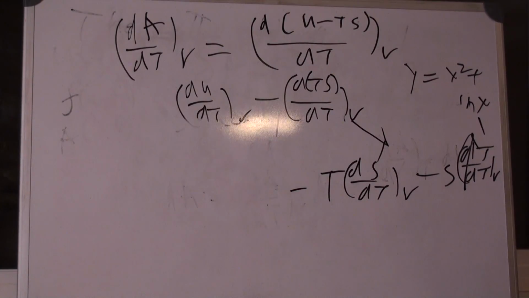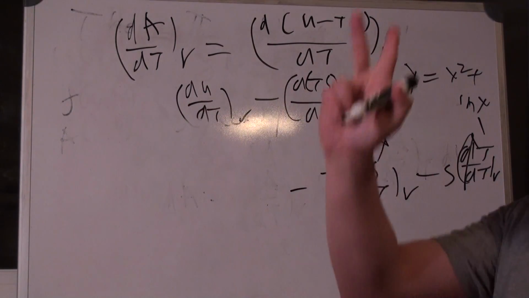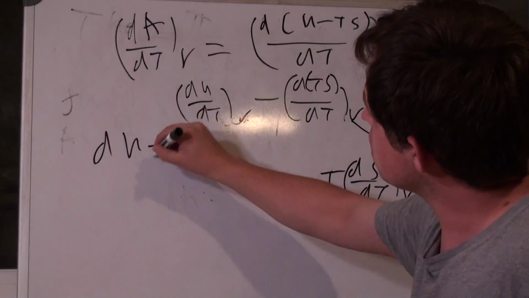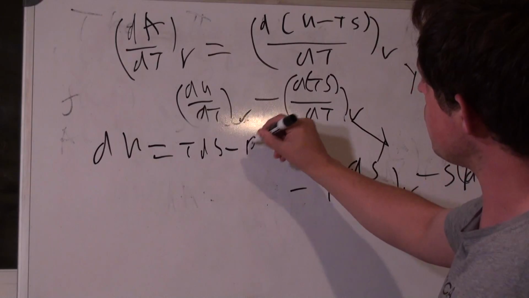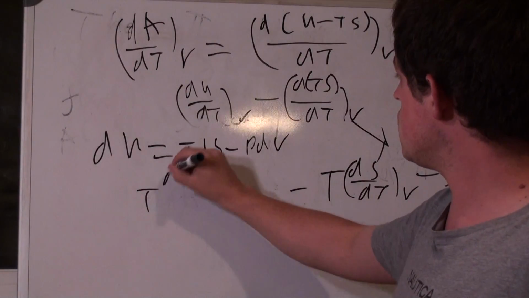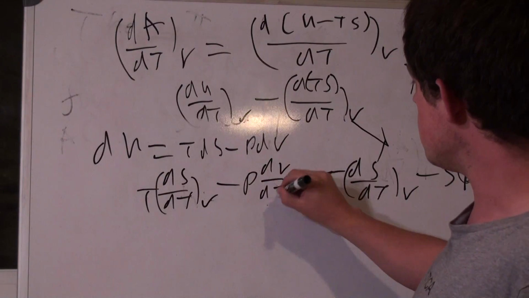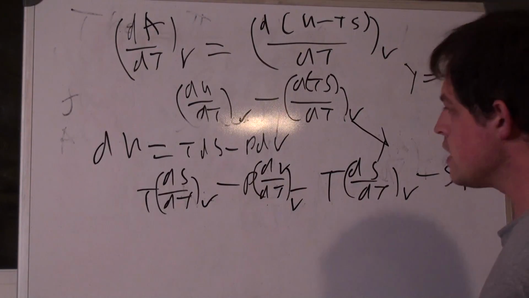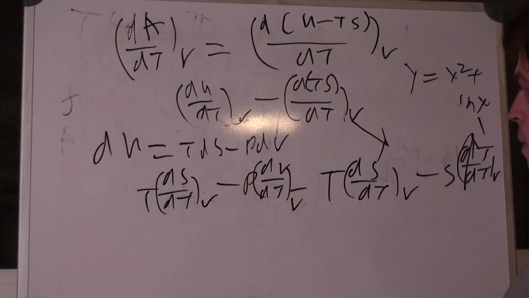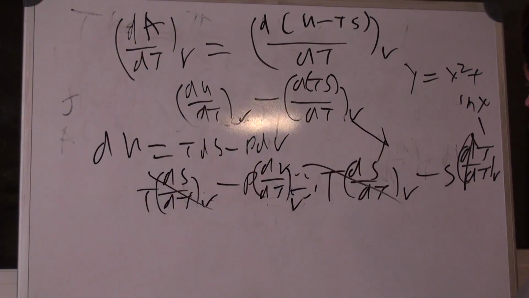Now, what do I do with this du? Well, that's where I can plug it in. Everything, plug it in. So du equals t ds minus p dv. That one you should just have memorized. So we can plug that in: t ds/dt at constant v minus p dv/dt at constant v. I've got t ds/dt at constant v. Do I know what that is? No. But hey, it looks exactly like that guy, but a different sign. They cancel each other out.